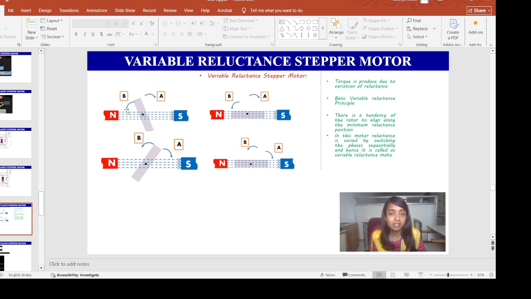Suppose you have a magnetic circuit and magnetic lines of force are flowing through it. Now if there is a gap in the circuit at different places, what will happen? Magnetic lines of force can't flow through the circuit easily because those gaps will act as a barrier. The higher the gap, the higher the magnetic reluctance. The lower the gap, the lower the magnetic reluctance.